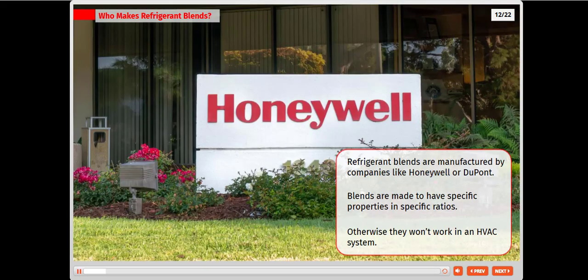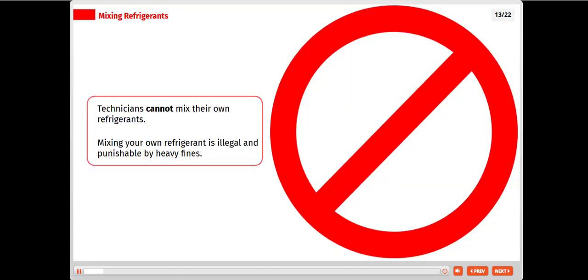Correct. Refrigerant blends are manufactured by companies like Honeywell or DuPont. Blends are made to have specific properties in specific ratios. Otherwise, they won't work in an HVAC system. Technicians cannot mix their own refrigerants. Mixing your own refrigerant is illegal and punishable by heavy fines.